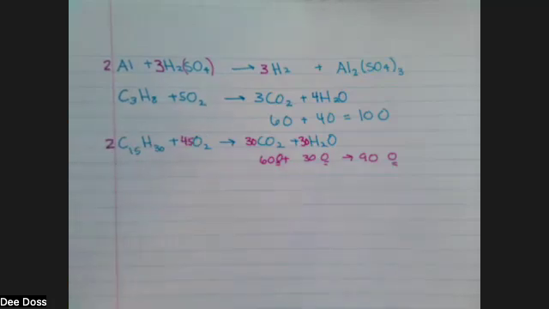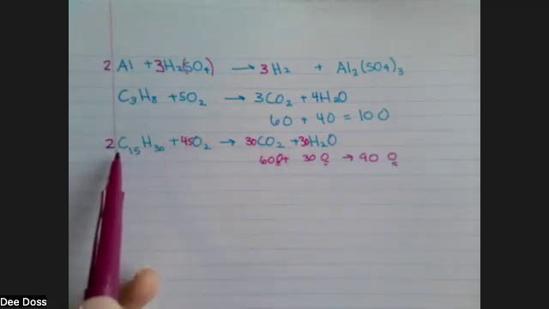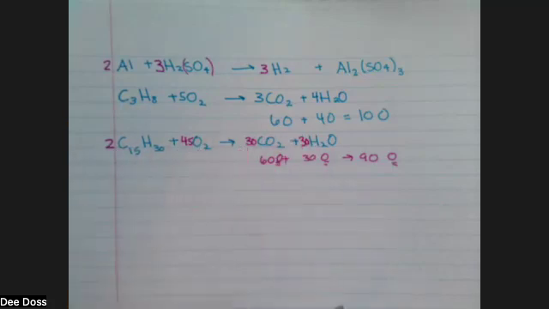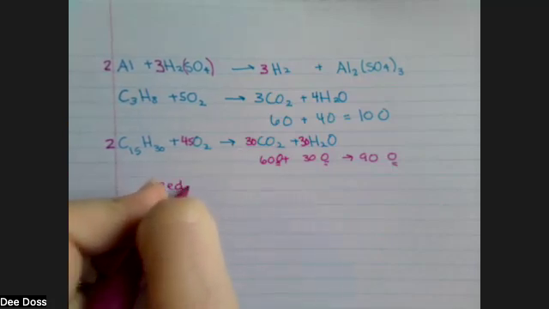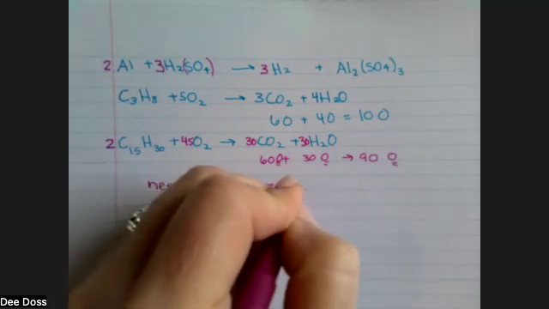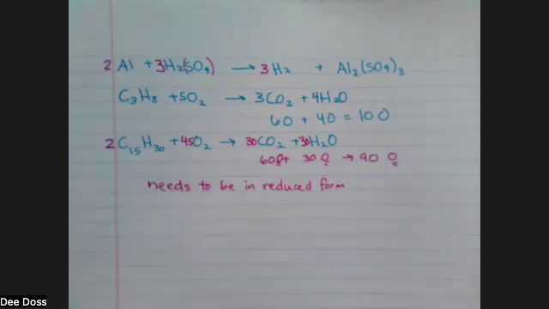Now, don't be afraid of large numbers, okay? However, if you get large numbers and they can be reduced, you need to have it in the reduced form. It needs to be in the reduced form. If it is not in the reduced form, then it's not really correct.